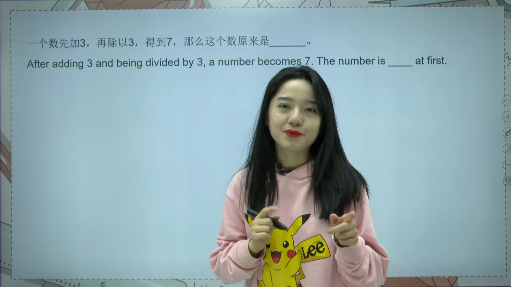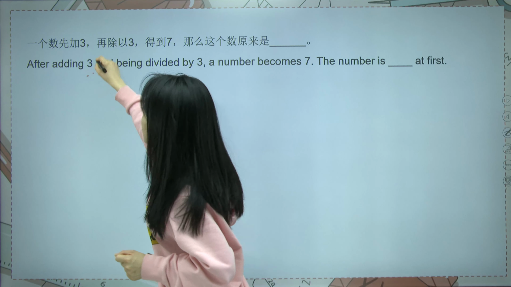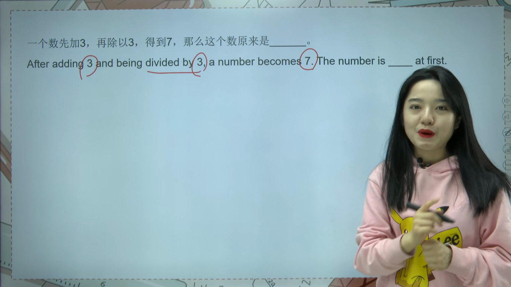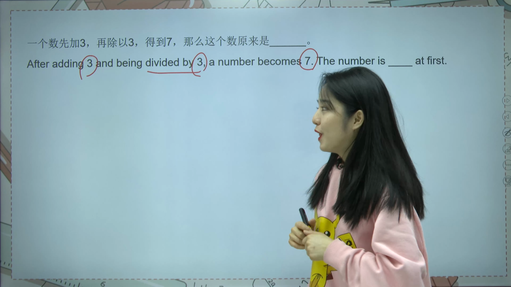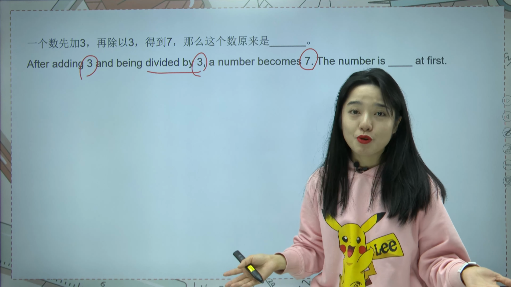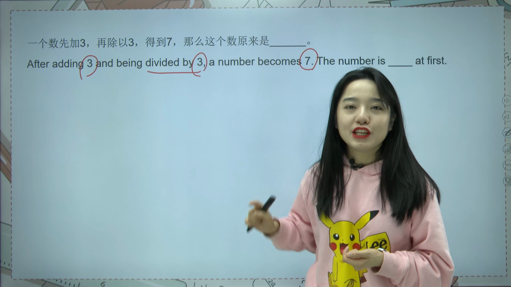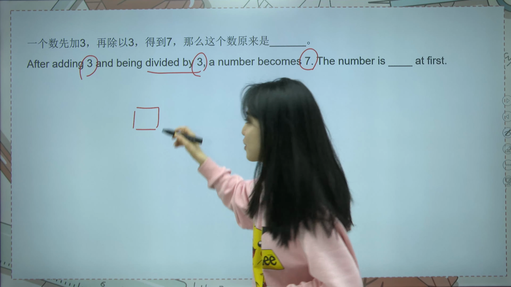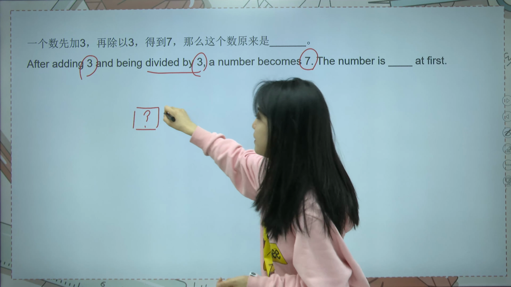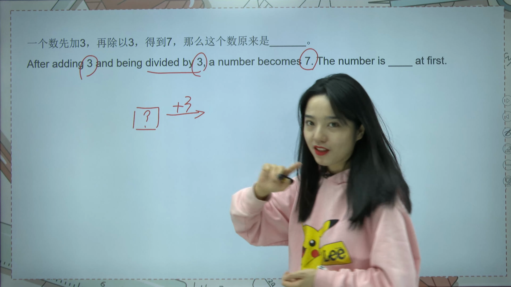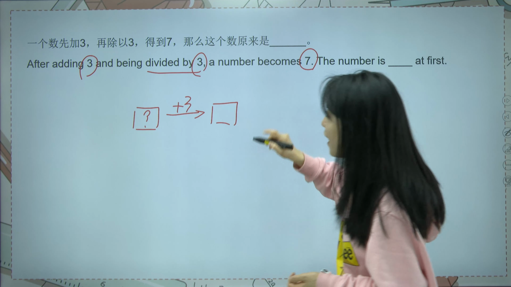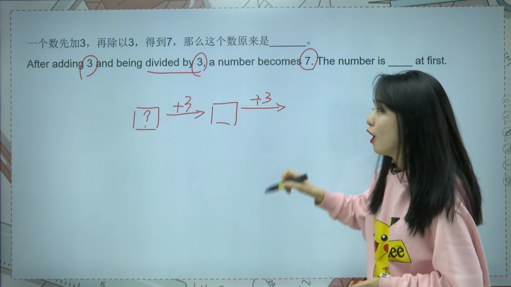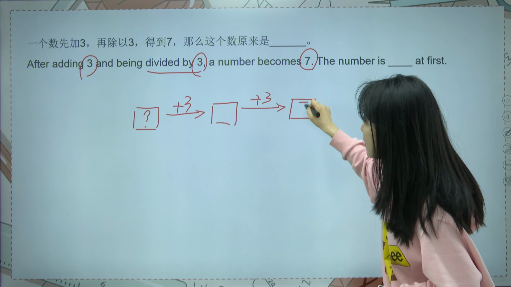For this question, we know there is a number. After adding 3 and being divided by 3, it will become 7. So we want to know what's the original number. Because we don't know the original amount, at least we can describe the process first. We don't know what it is, so use a question mark to represent it. Adding 3, so plus 3 first, and this is the first step. And divided by 3, finally it will become 7, and put 7 here.